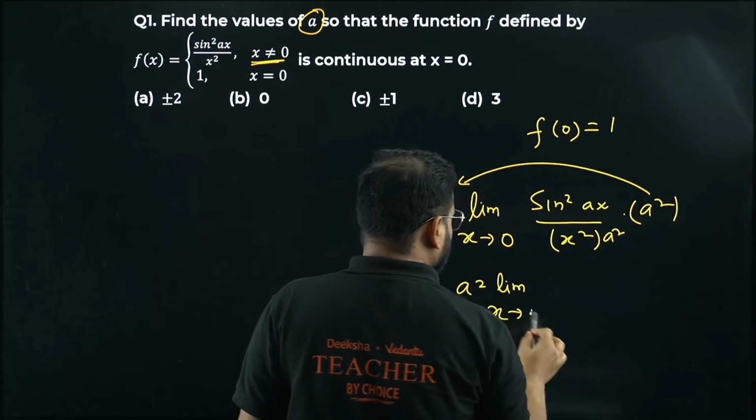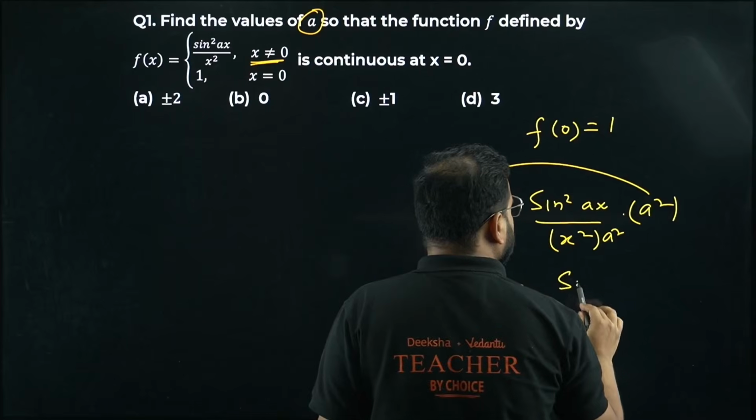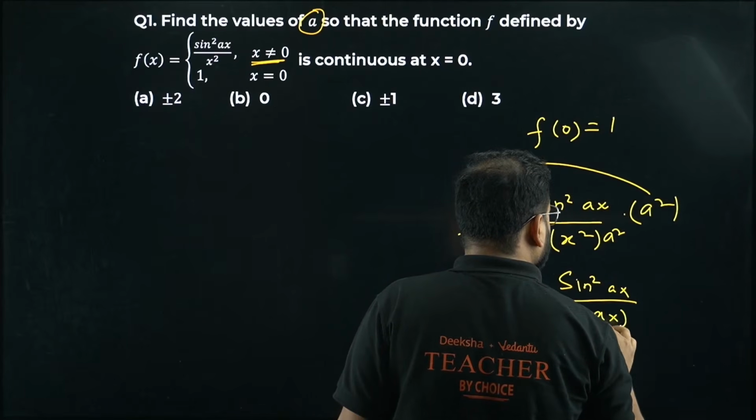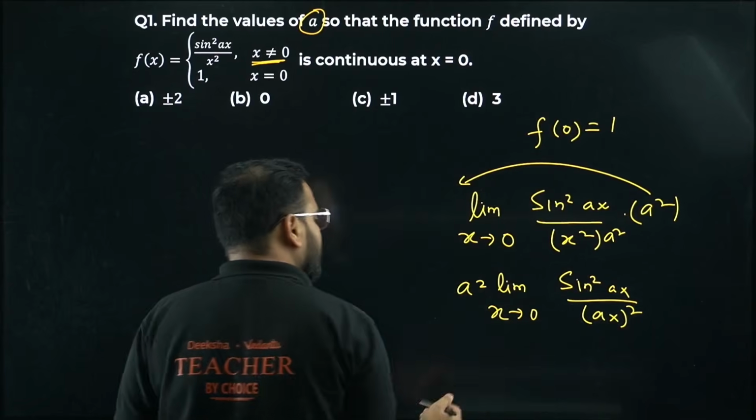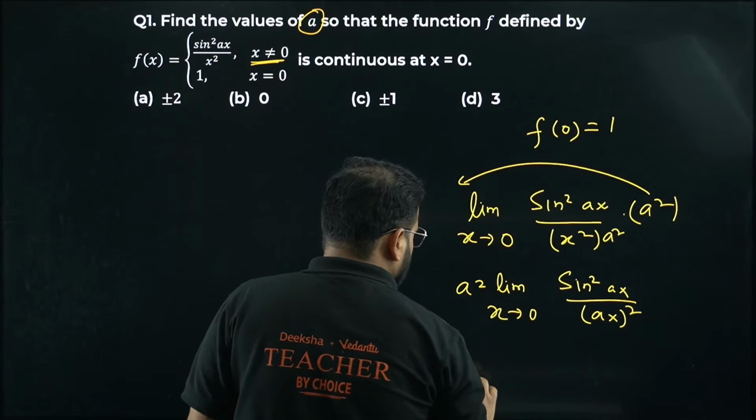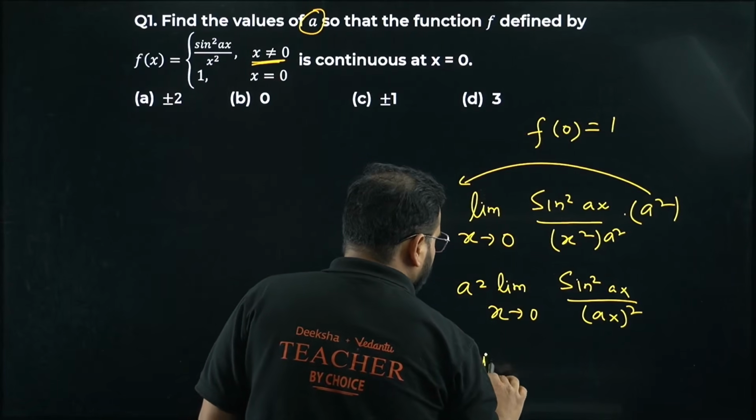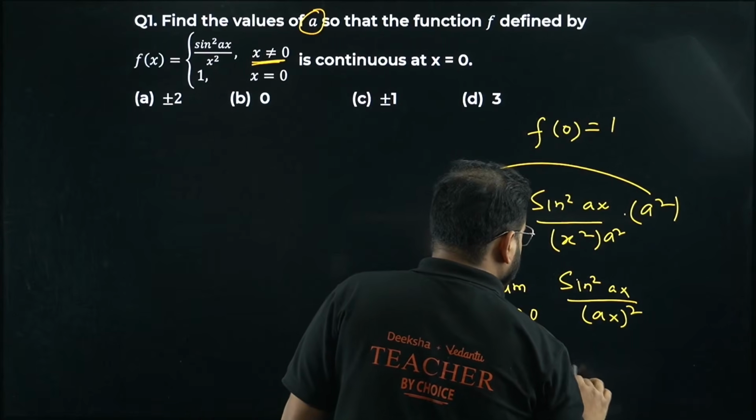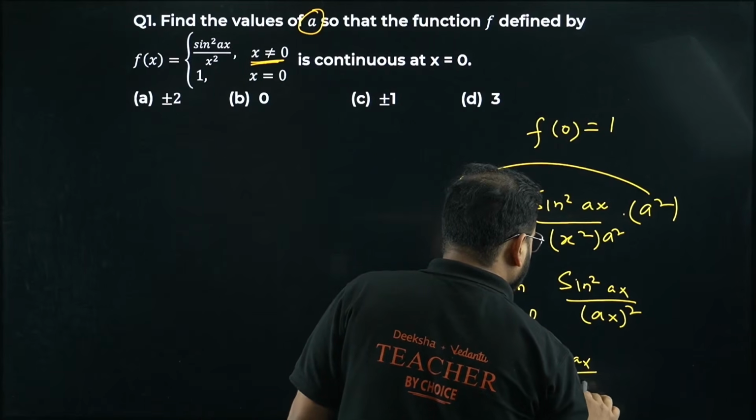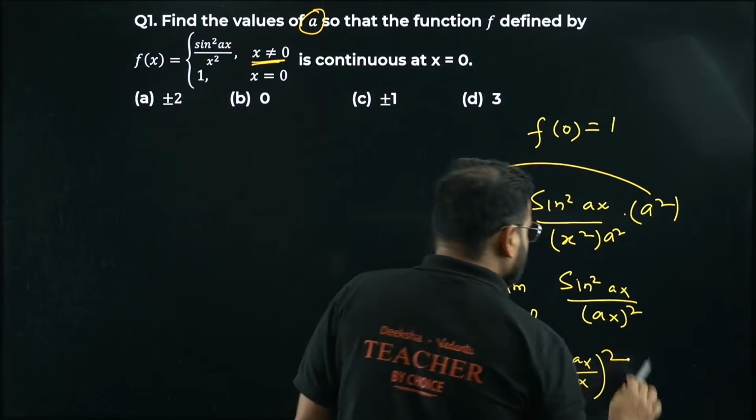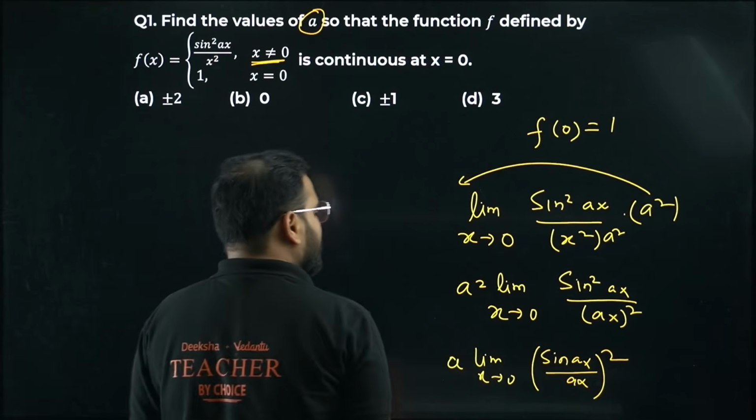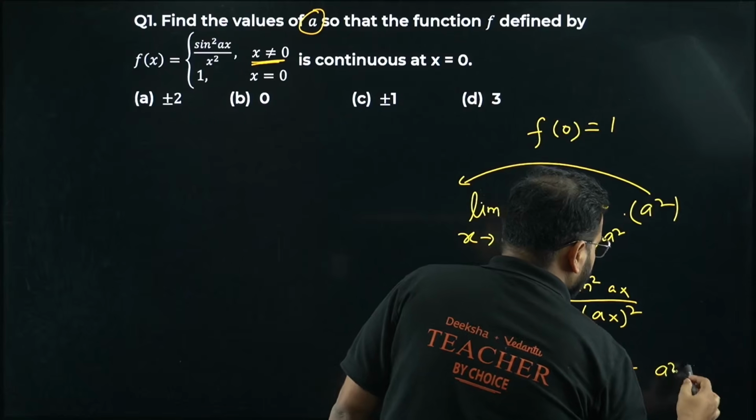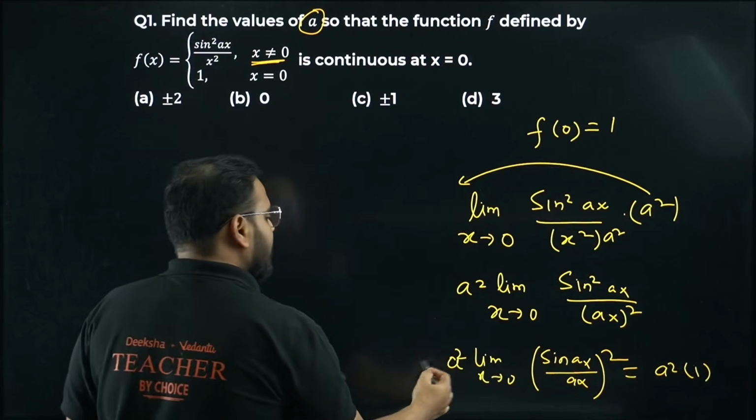Limit x tends to 0. What I have is sine square ax by ax the whole square. Now you can see the answer, right? So a square, limit x tends to 0, sine ax by ax the whole square. What is this going to be? This is simply going to be a square into 1. So my limit value is coming as a square into 1.